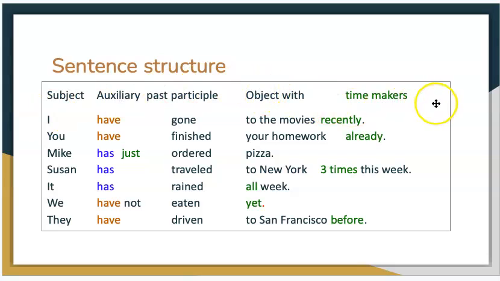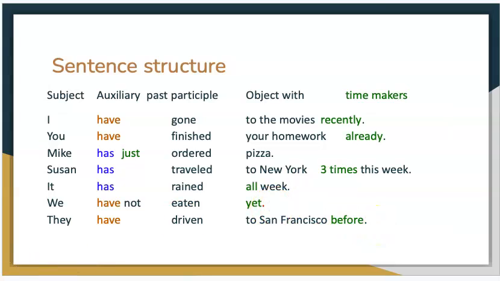In the present perfect, we use very specific time markers. We do not use specific time expressions like yesterday or 3 weeks ago or last month. Notice the time markers. Recently, already, 3 times, 5 times, 7 times, all week, all year, all month, yet, usually for negatives and for questions, and before.